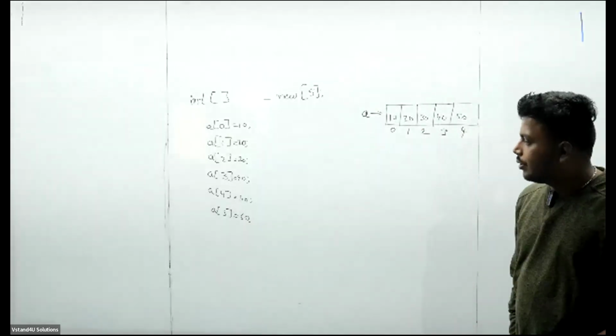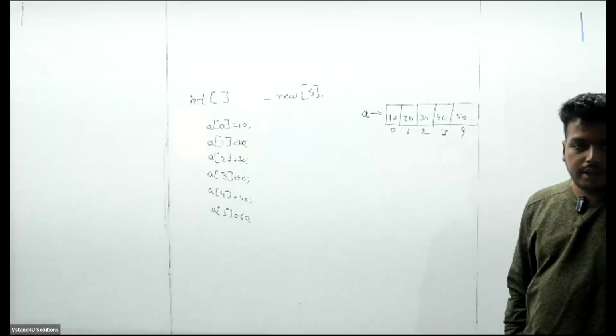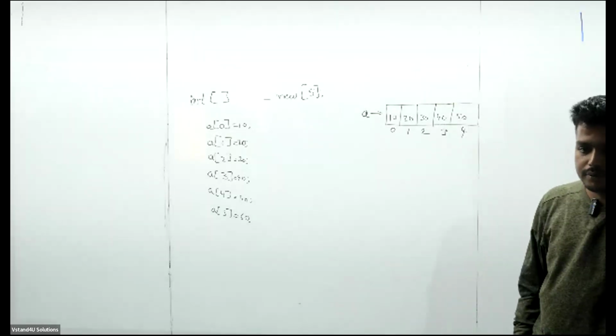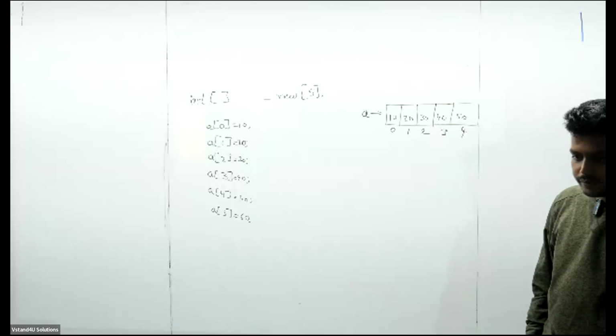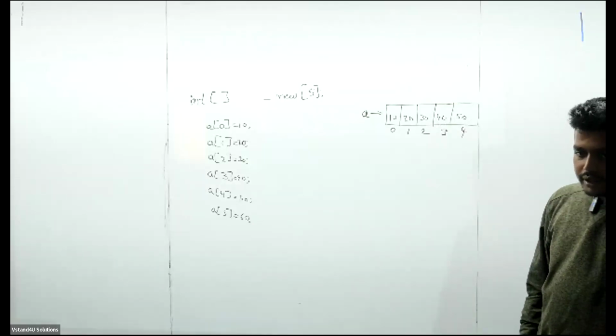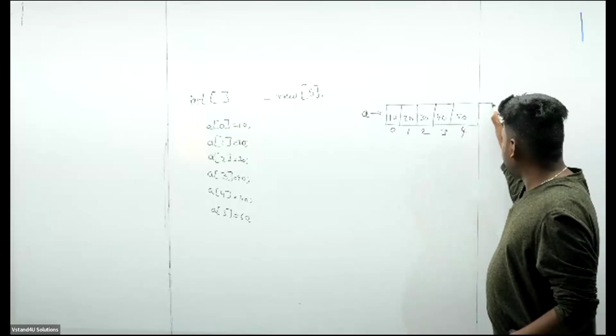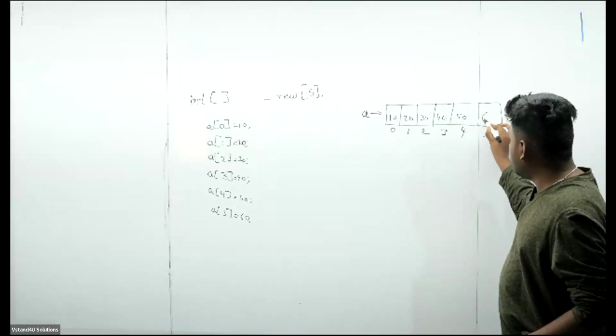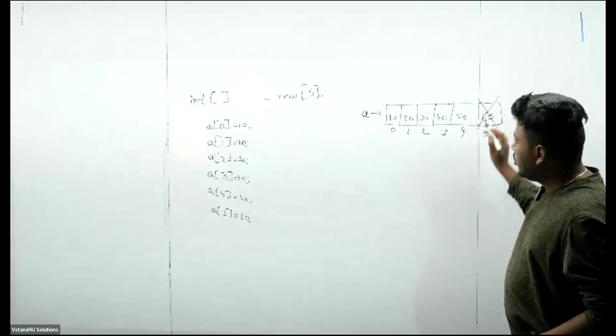Is this possible? Hello guys, is this possible? Why? I will get an exception. If I pass 5 into the 60, okay.